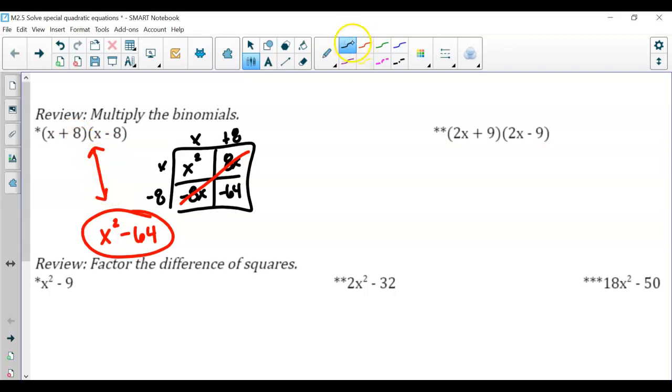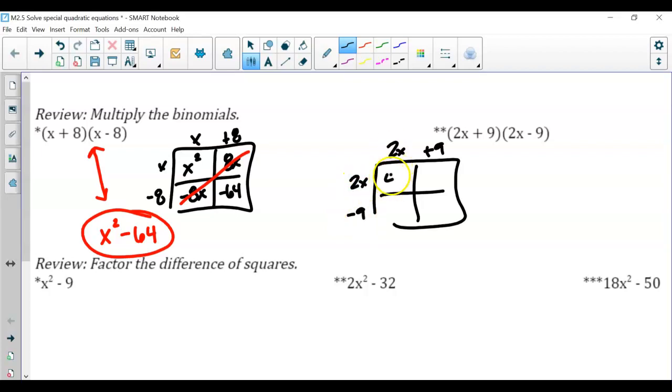So then here, we have 2x plus 9 times 2x minus 9. So again, multiplying: 4x squared, 18x, negative 18x, and negative 81. And then again, they cancel out, 18 minus 18, and you're just left with 4x squared minus 81. Notice now you had two perfect squares again, right? Because the square root of 4 is 2, and the square root of 81 is 9. Hence 2x plus 9 times 2x minus 9.